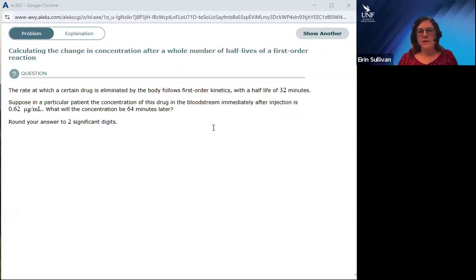Calculating the change in concentration after a whole number of half-lives of a first-order reaction. First-order reactions follow the same kind of kinetics as far as half-lives go as radioactive isotopes, so we can use the same approach when we're talking about the change in concentration of a reactant in a first-order reaction. I like to use the ratio between A, I'm using A for activity, but obviously that can be the concentration at time t, and A0 be the concentration at time 0. And N would be the number of half-lives that have elapsed.